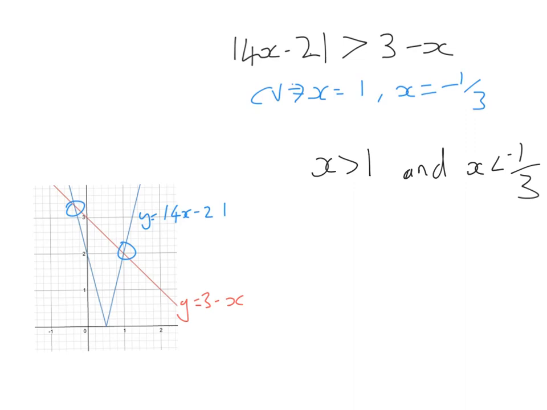Okay, so just to summarise, we've solved the equation, the modulus of 4x minus 2 equals 3 minus x. We now have an inequality, and we look at the graph and we just use logic to find the values when the left hand side is bigger than the right hand side. I hope that makes sense.